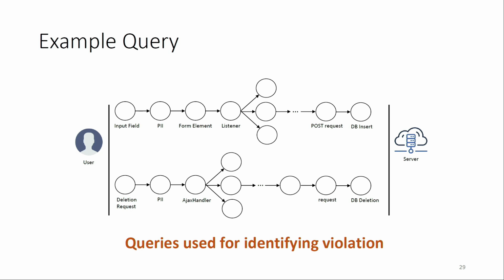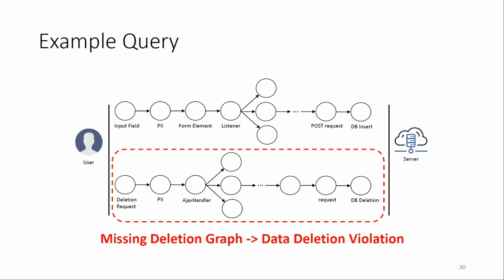If we don't find such a deletion flow in the application, then we mark these applications as a data deletion violation, and we mark that it should have this kind of pattern of deleting the data from the WordPress plugin so that it may comply with the WordPress GDPR regulations.